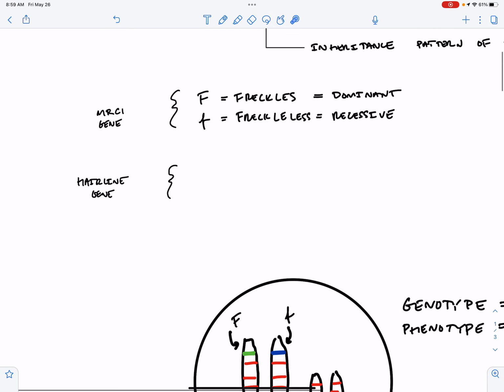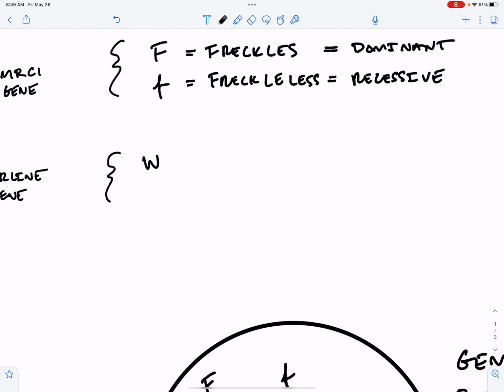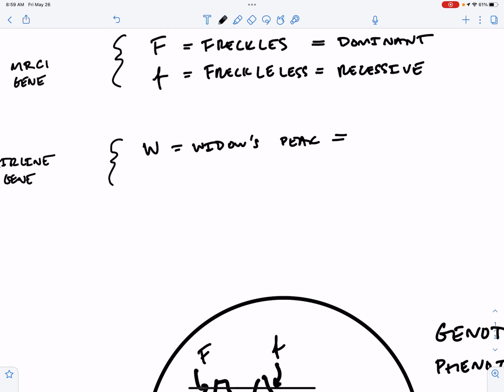Okay, so let's imagine that in addition to looking at this MRC1 gene, we're also looking at the gene for your hairline. So capital W is widow's peak. And this is when you pull back your hair, you'll notice you have either a little point at the tip of your head or not. And widow's peak is dominant over little w, which I'm going to draw this way so I can keep them straight, is a straight hairline, which is recessive.